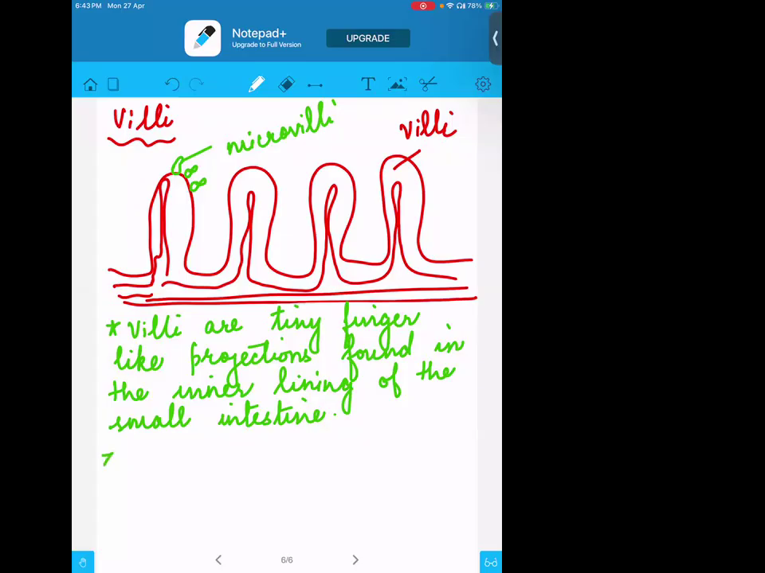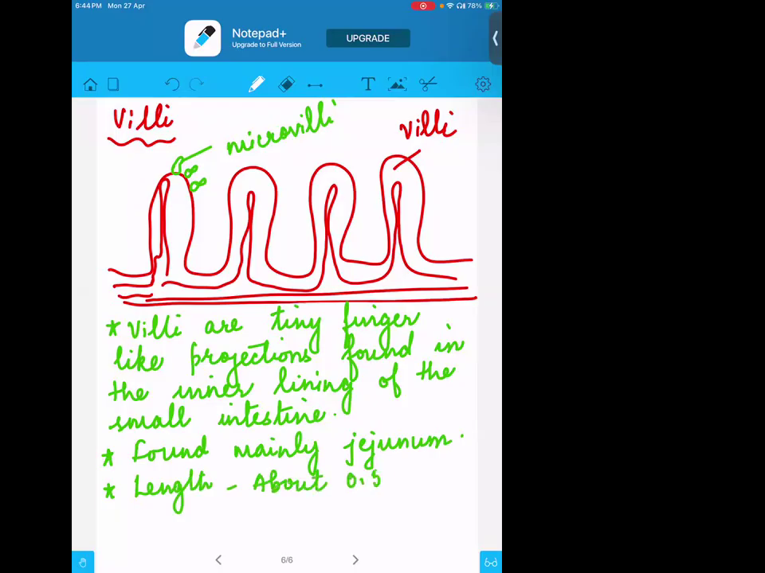They are found mainly in the jejunum part of the intestine. And the length of the villi is about 0.5 to 1.5 millimeters long.